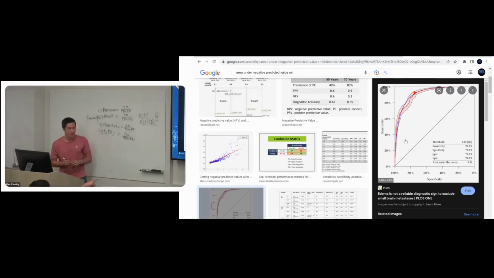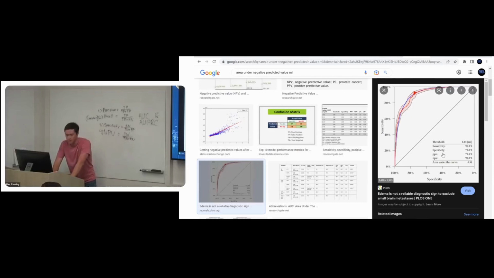In that case, they give you everything: sensitivity, specificity, PPV, and NPV. Actually, I do know NPV. PPV is true positive over predicted positive, so that's basically precision, the positive predicted value. Do I remember that? Yeah. Good job.